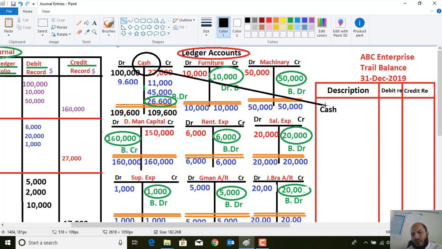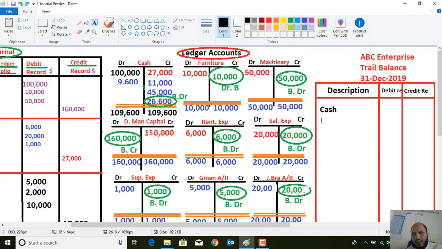So in the trial balance, we will write down the names of all these accounts. Let's write down the name of each and every account. We will take the furniture account, the machinery account, the Dead man capital, the rent expenses, the salary expenses, and we will write down the name of each and every account one by one over here.